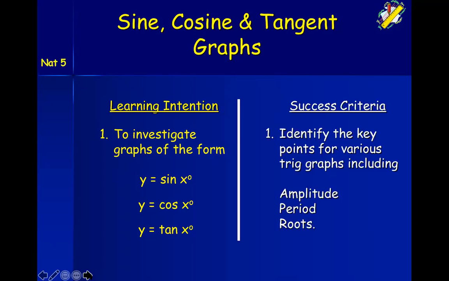And the key points are going to be, we're going to try and learn how to find the amplitude, how to find the periods, and where the roots are. Remember the roots? When we had a parabola, it is where my graph cut the x-axis. It's not the y-intercept, it's the other one, the x-intercept.